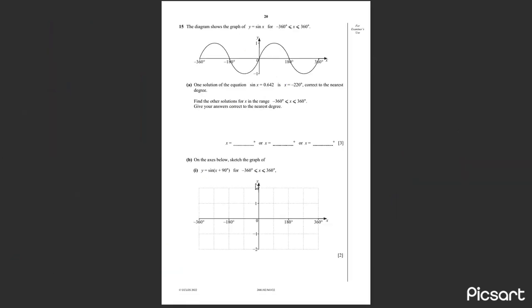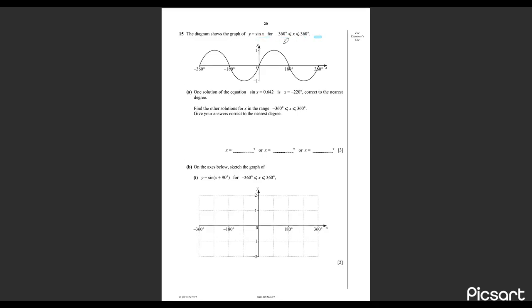Question number 15, Craig. The diagram shows the graph y equals sine x for x between negative 360 and 360, and there is a value of x, the x coordinate. One solution of the equation is sine x equals 0.642. On your calc, write shift sine 0.642, and approximate it. It will be 39 point something, you just do it on your calc.